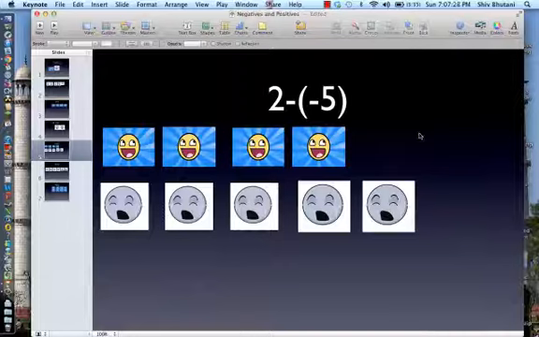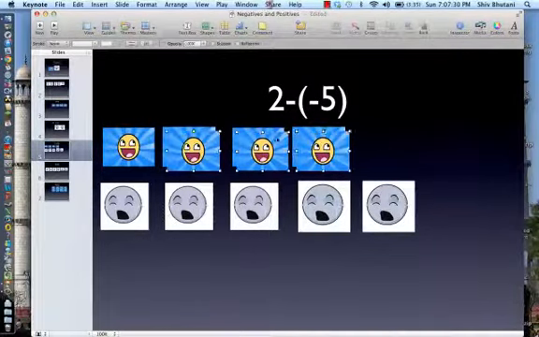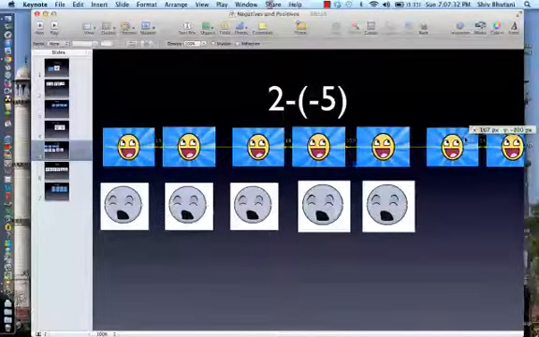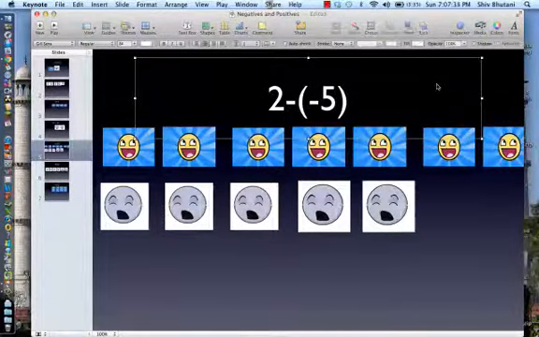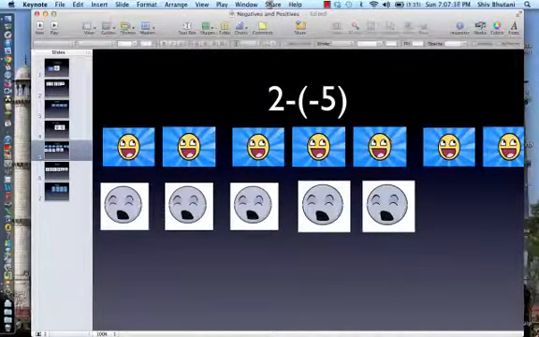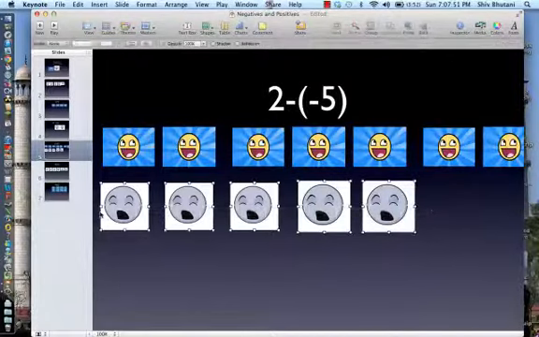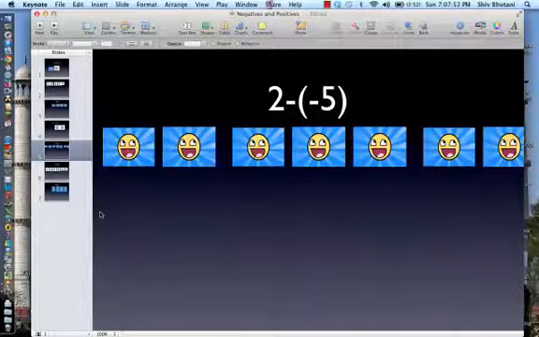Then we just copied that, and now we will do this. So now we actually added 5 0 pairs. So now 2 minus, which could be take away -5. So then we take away -5, and all we're left with is +7.